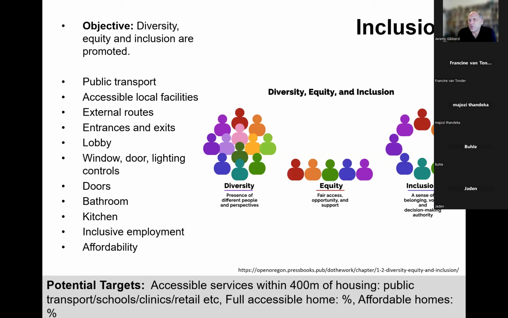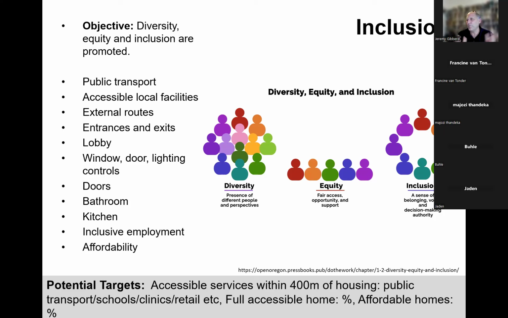Inclusion, again, this is also becoming much more important. It's the idea that we've got a very diverse society. In South Africa, we have huge diversity. We've got different cultures, ages, and people with disabilities. And what we need to do is be inclusive. Our constitution requires human settlements to be inclusive. So we need to think about the transport systems. We need to think about schools, local facilities, make sure they're accessible. We then need to think through the detailed design of buildings themselves. So pathways between buildings, entrances, lobbies, controls on windows, doors, bathrooms, kitchens, are they wheelchair accessible?